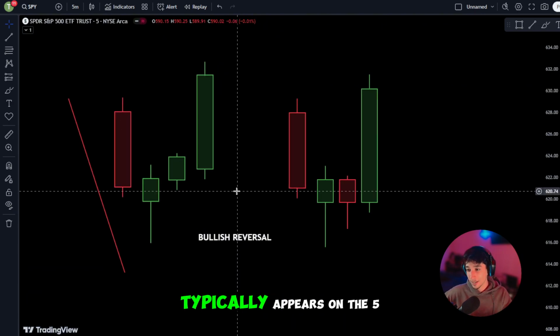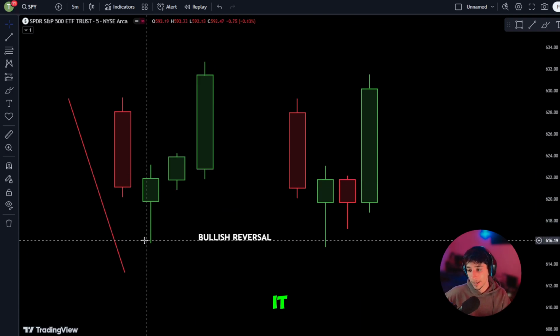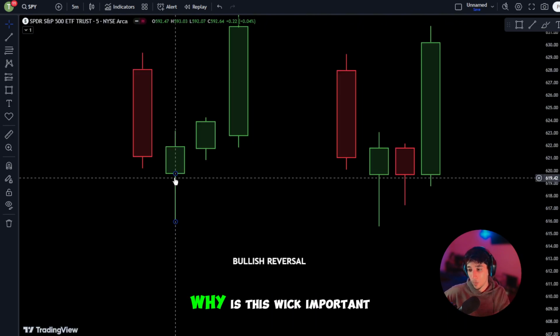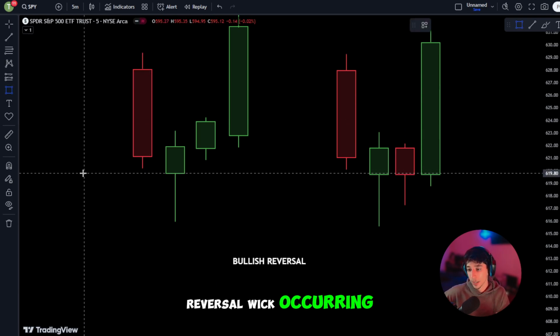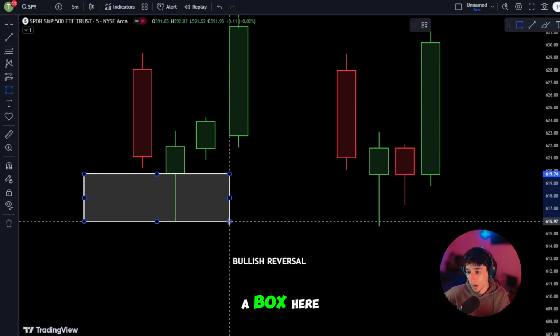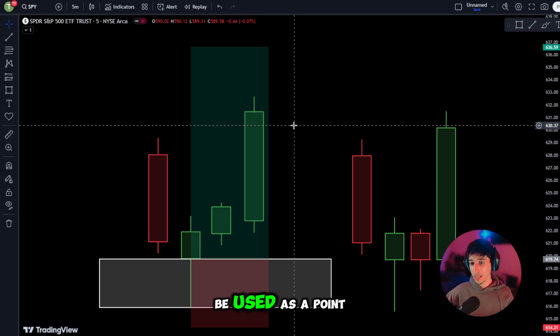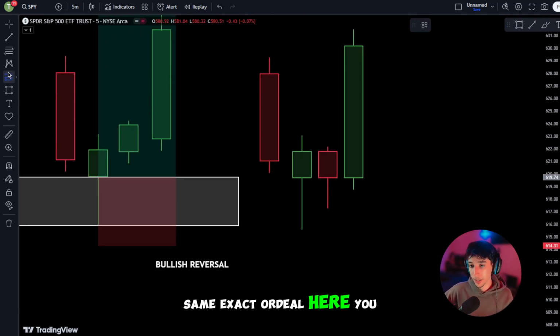This pattern typically appears on the 5-minute and the 1 hour. Obviously, the more you get into the broader time frames, you're not going to see it, but in this example, we're just going to stick to the 5-minute candles. Why is this wick important? When you guys see a reversal wick occurring, you can simply create a box here, set up your long position with a stop loss below the break of the wick, and this can be used as a point where your trade becomes invalidated. Same exact ordeal here.